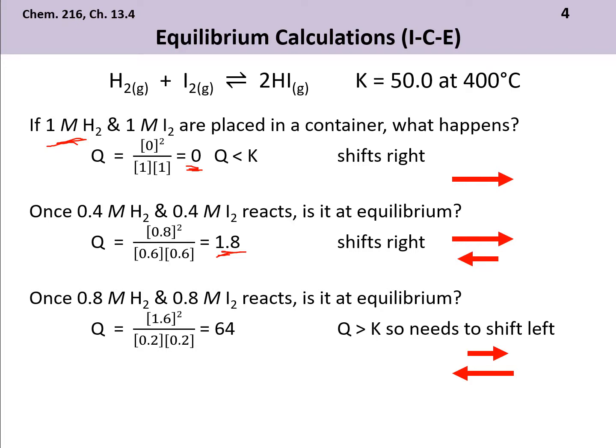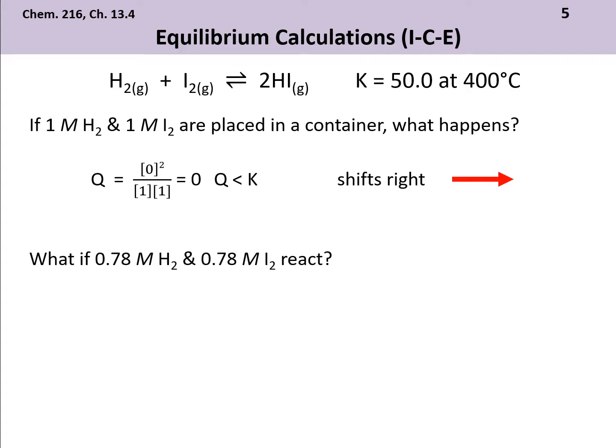Notice in this case that Q is larger than K. Q is bigger than K. So what's going to happen? It's going to have to shift towards the left, right? And so this has gone past equilibrium. So we still haven't found equilibrium. Let's just do one more. And again, I'm making up a number. Let's say it's 0.78 molar H2 reacting and 0.78 molar I2 reacting.